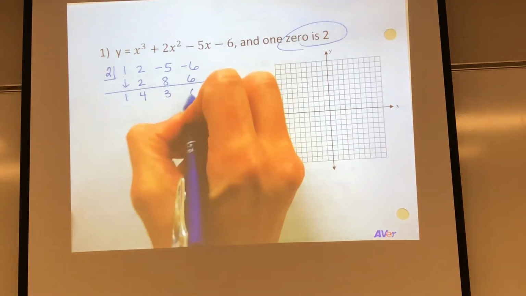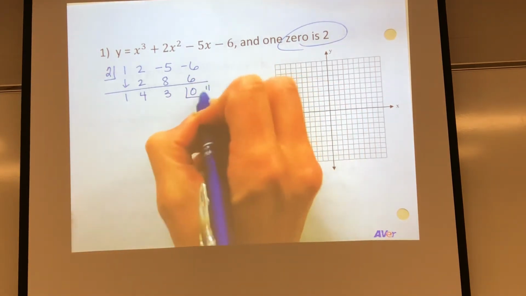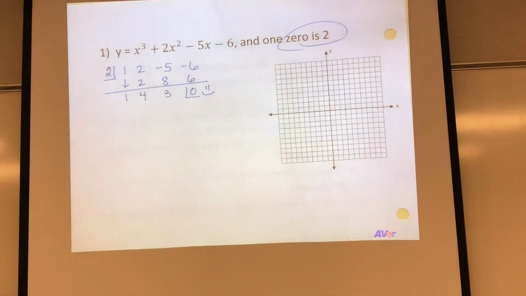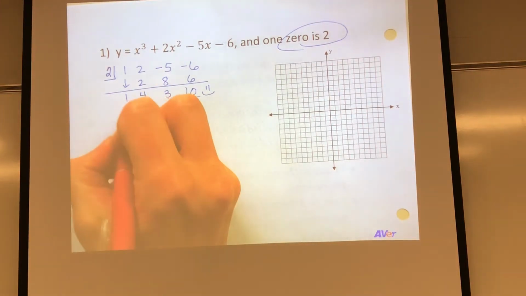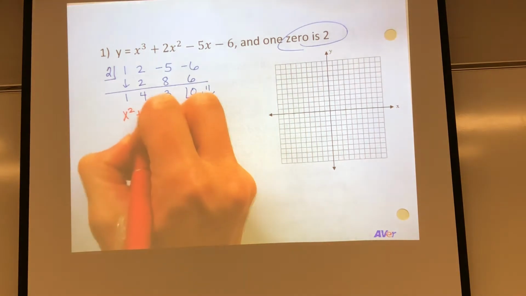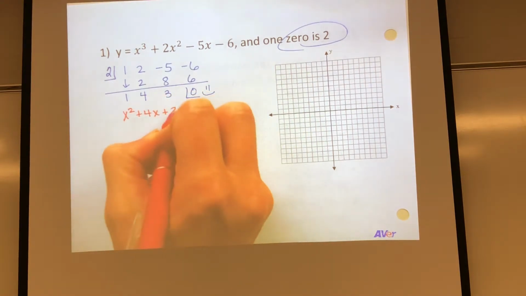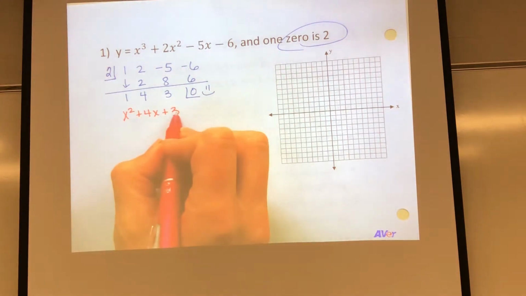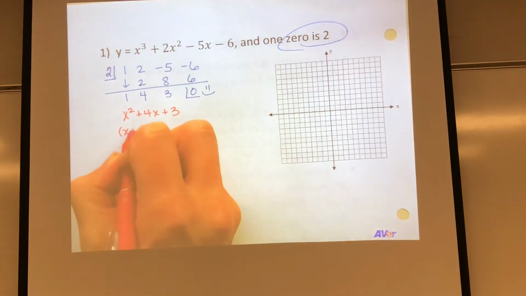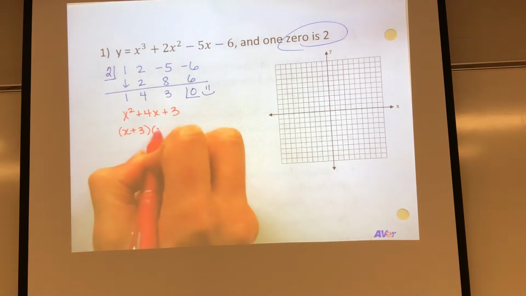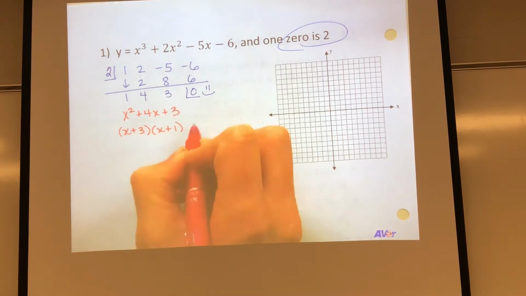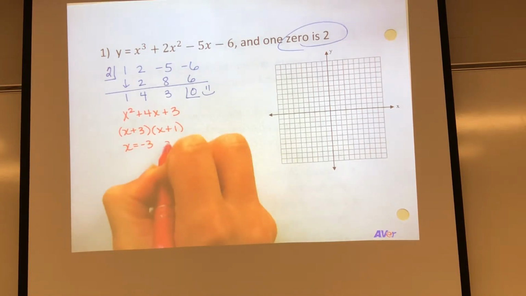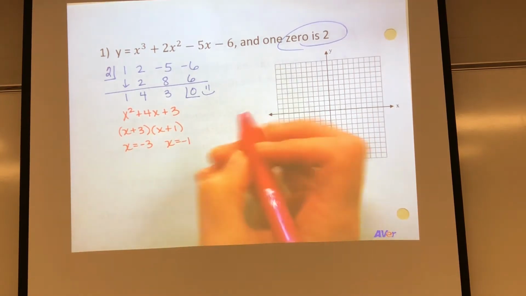And just as promised, they said it was a 0 and we got a 0. It was a cubic. We now have a quadratic function here, x² + 4x + 3. And then we can factor that. So it multiplies to get 3 and adds to get 4: 3 and 1. So we find out that the other zeros are -3 and -1.